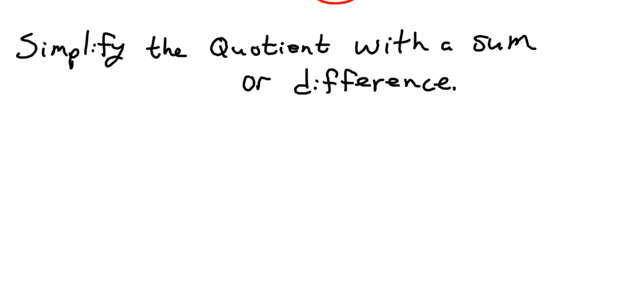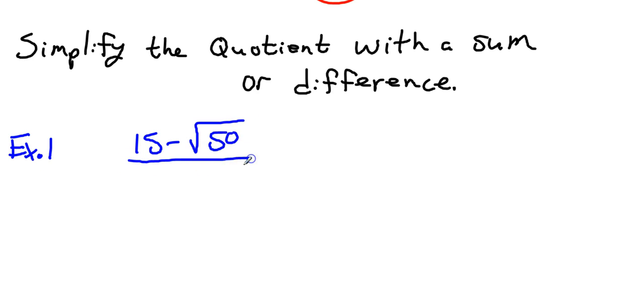So the big thing is it's simplified, but the detail they're going to add this time is that we've got quotients mixed in with sums and differences. So for this, we're going to have 15 minus the square root of 50, and that's over 30. Okay, so the first thing you have to do is you've got this square root of 50 and you've got to break it down.